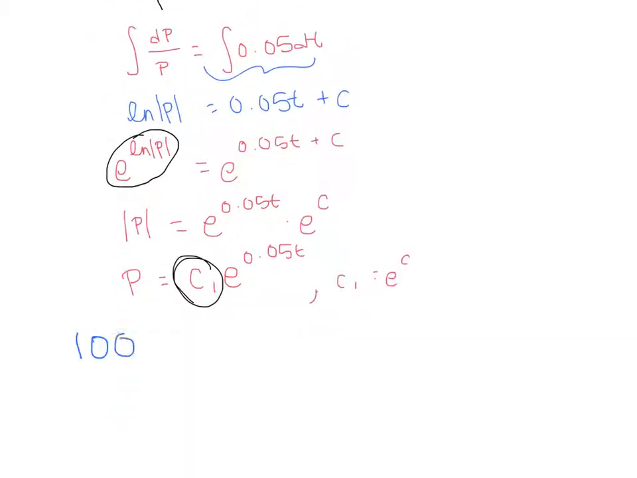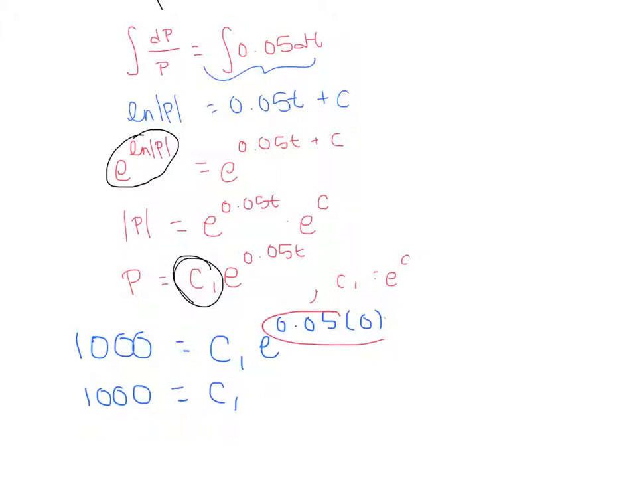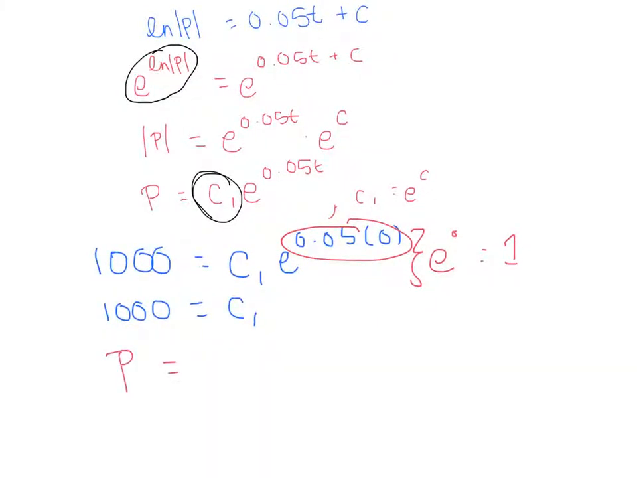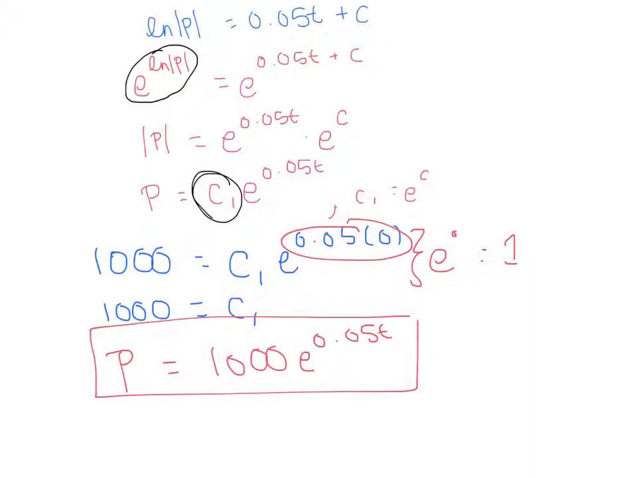So our current population is 1,000. So 1,000 is going to equal c1 times e to the 0.05 times 0, which is going to give me 1,000 is equal to c1. So this becomes 0, so this term becomes e to the 0 power, which is just 1. So now, last step, I'm not lying, it really is the last step. We got to plug in c1 into our equation. So our population is going to equal 1,000 e to the 0.05 t. And that is our population as a function of time.